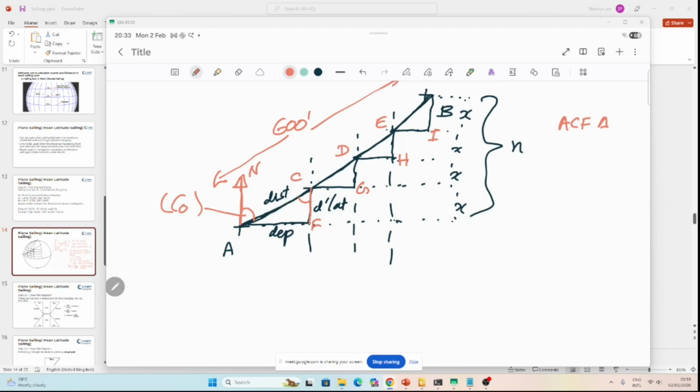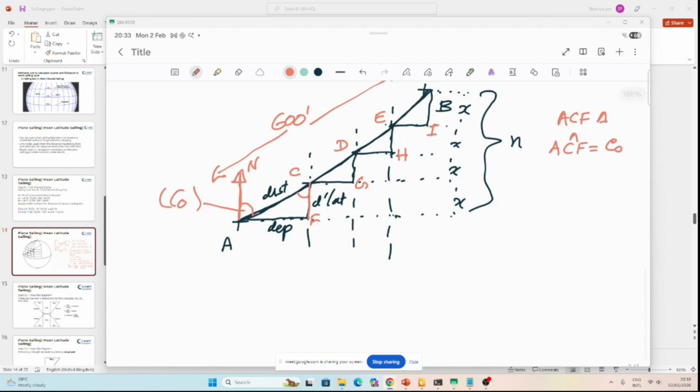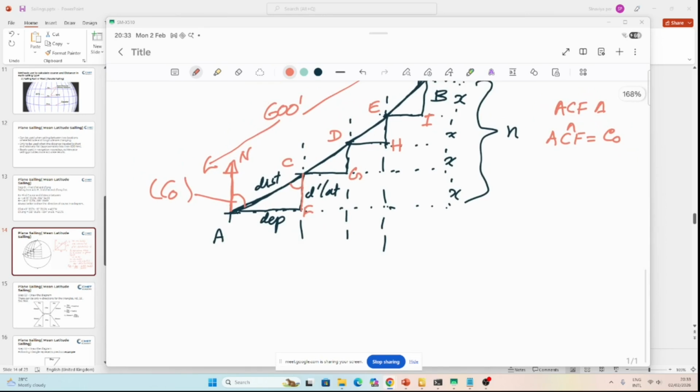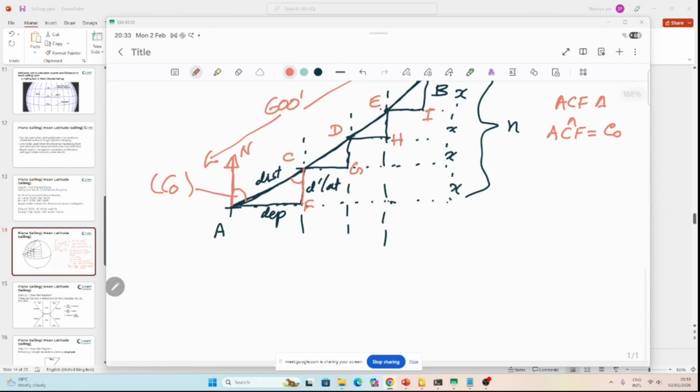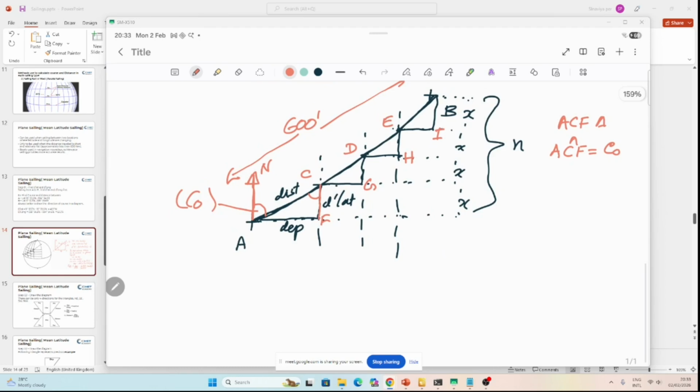So that means the ACF angle is your course. Are we good, guys? All right. So in that case, you can see by using trigonometry, I can show you that.